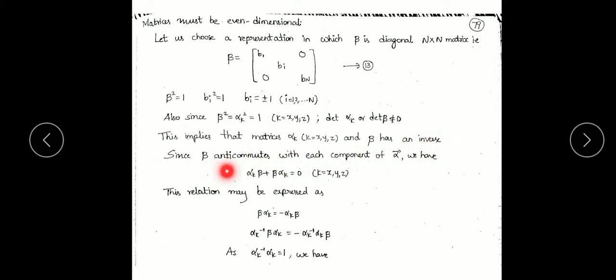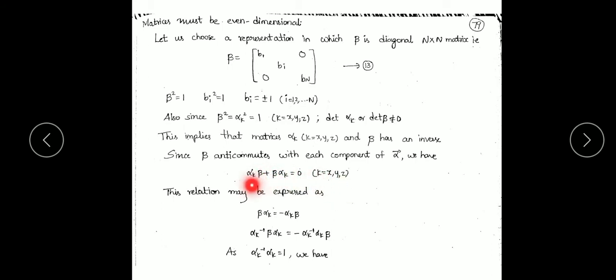Since beta anti-commutes with each component of alpha, as we have found in Dirac's relativistic equation, there alpha x beta plus beta alpha x equals 0. In the same manner for alpha y, and in the same manner for alpha z, we have this anti-commutation. That means beta anti-commutes with each component of alpha bar. So this relation may be expressed as this.